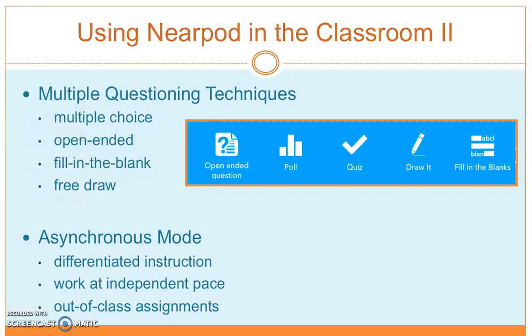For students that require additional time or practice, teachers can even create Nearpod lessons that can be accessed on an individual basis, both in the classroom and at home. And all you have to do is provide the student with a specific login code, and the students can use that wherever they're at.